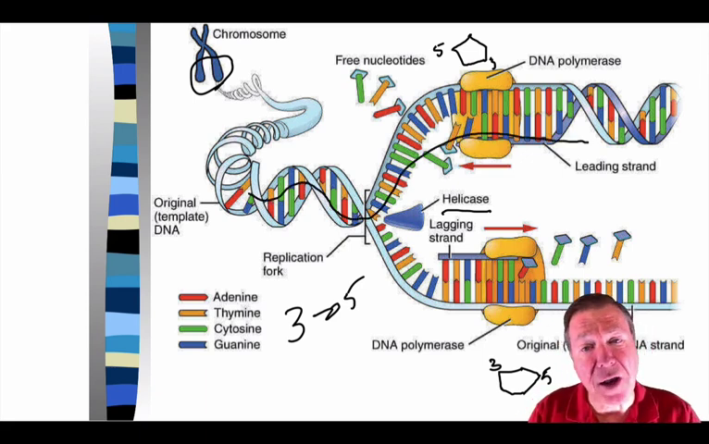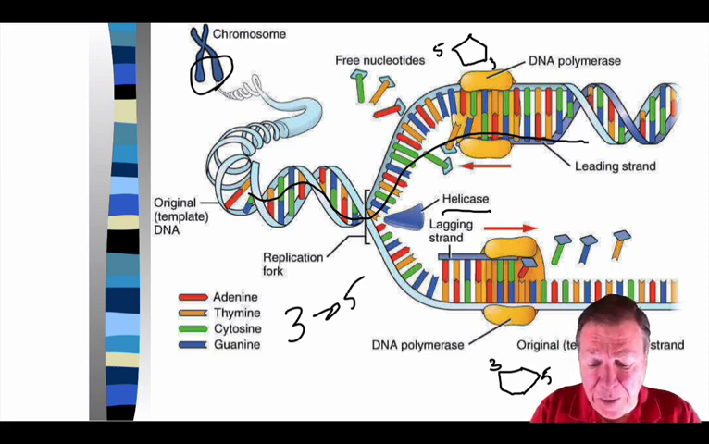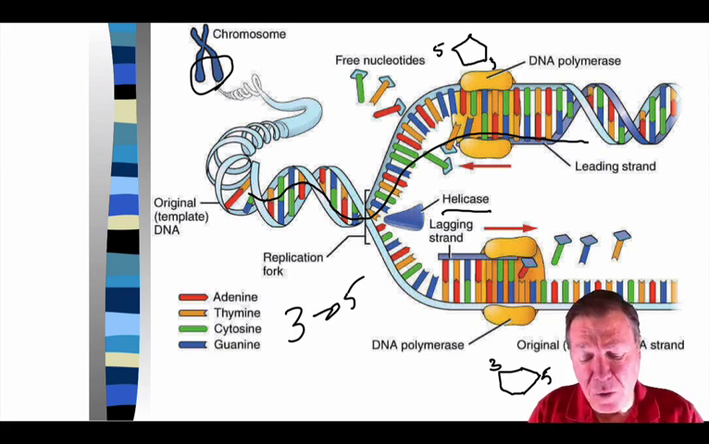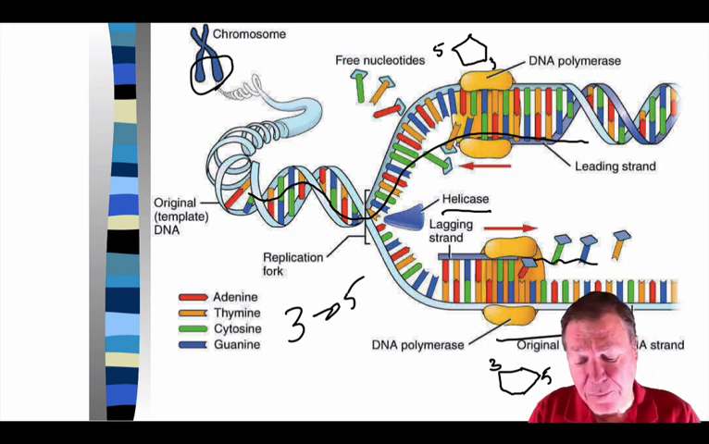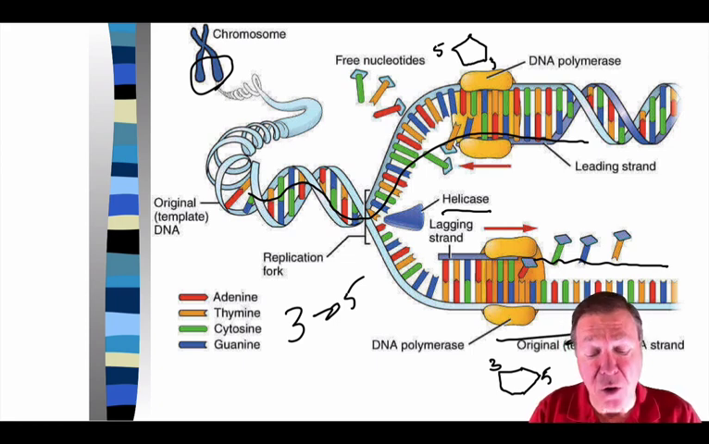But on the other side, we can't because it's going backwards. All right, we can only fit it, we can only go from the 3 to the 5, so we can only work this way. So we have to wait until it unzips some. This will keep working its way down, and then a new DNA polymerase will come in and fill it in there, and a new one will come in.